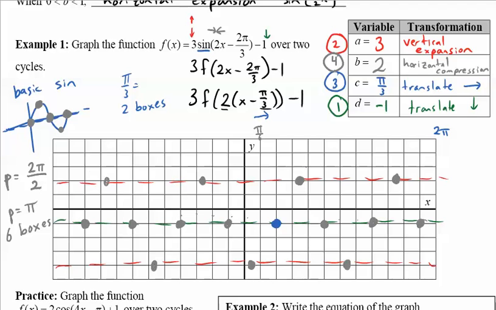And there are my key points. And I just need to connect them with smooth curves. So above the middle line, the graph is concave down. So it looks kind of like a cave shape, nice and curvy. And below the middle line, it's concave up, a bowl shape. And there's my graph of my transformed sine function.